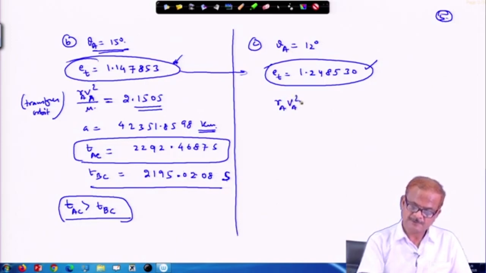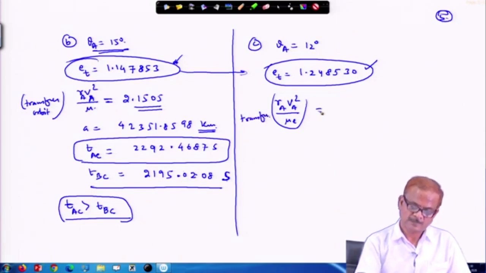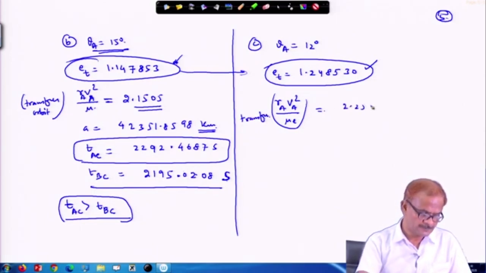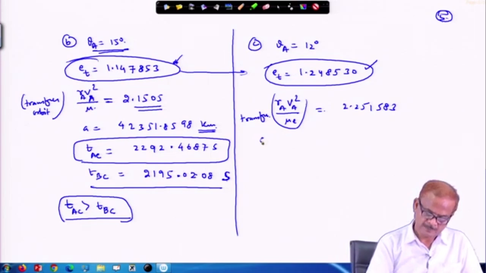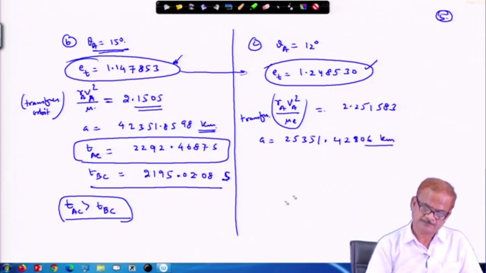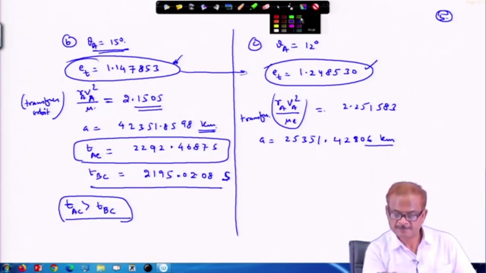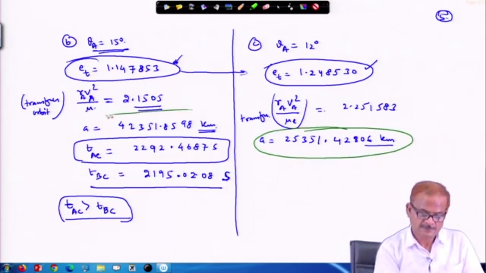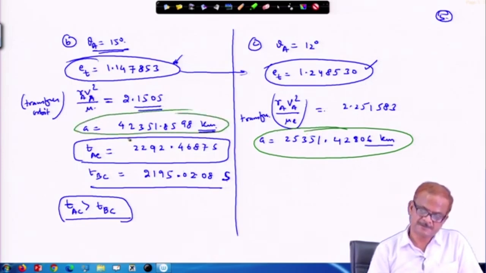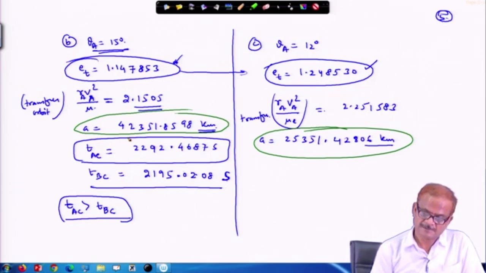Similarly, R A V A square for the transfer orbit, this quantity will be 2.251583. Corresponding A turns out to be 25351.42806 kilometers. So, you can see the difference here in these two places. A small change in eccentricity makes a large difference in the semi major axis.